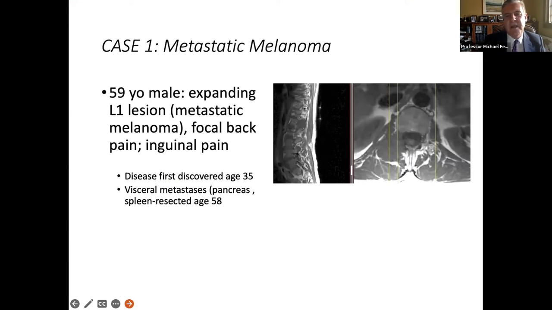So I'll present a couple of cases that I've managed just to frame the discussion. This is a 59-year-old man. And what's important is that he was diagnosed 24 years previously with melanoma. So right off the get-go, he is an outlier, because it's been a long survival. He presented to me about a year after he'd been diagnosed with a pancreatic lesion and he'd had a splenectomy for tumors. And he presented with this L1 lesion, with focal back pain and some inguinal pain related to compression of the nerve root at that level.